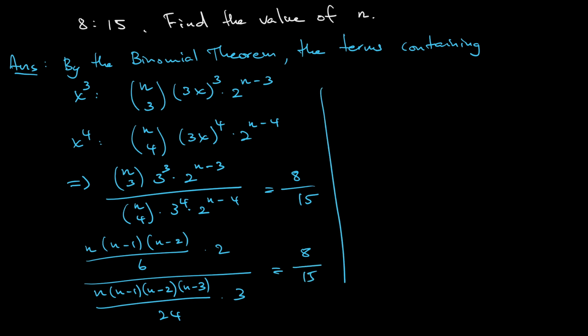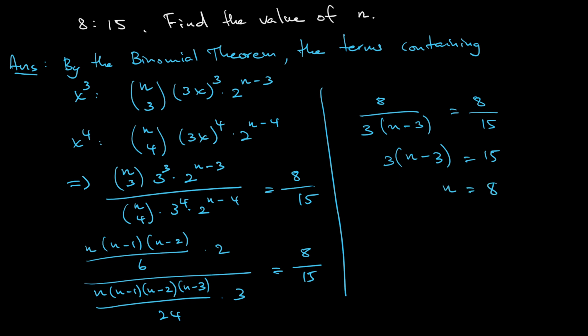Okay, let me write in front here since I don't have much space. You notice that n multiplied by n minus 1 multiplied by n minus 2 appears in both the numerator and denominator, right? So you can cancel that out. Okay? So after you simplify, you should get 8 over 3. Okay, this is not hard to see. n minus 3 is still left, equal to 8 over 15 on the right hand side. Well, that means that 3 multiplied by n minus 3 is equal to 15. That means that n minus 3 is equal to 5. That means that n is equal to 8. So the value of n is equal to 8.